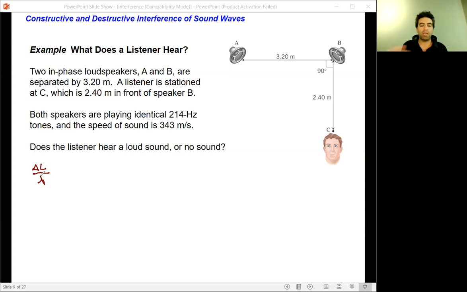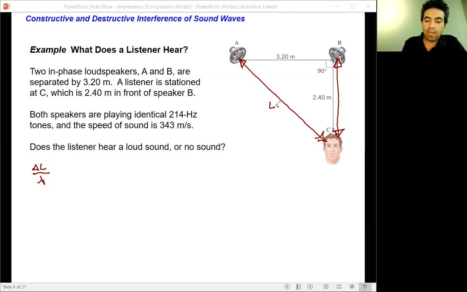To make sure that you're falling into one of these two categories, completely constructive interference or completely destructive interference. Okay, what is this delta L here? That's the difference in path length. That's the difference in length between this one and this one: the distance the sound has to travel from the first source to the listener versus the distance the sound has to travel from the second source to the listener.